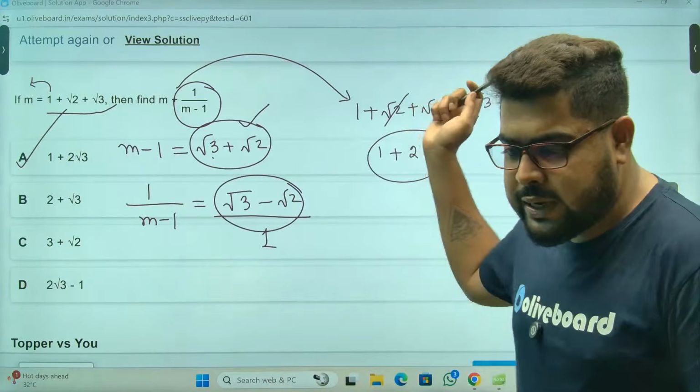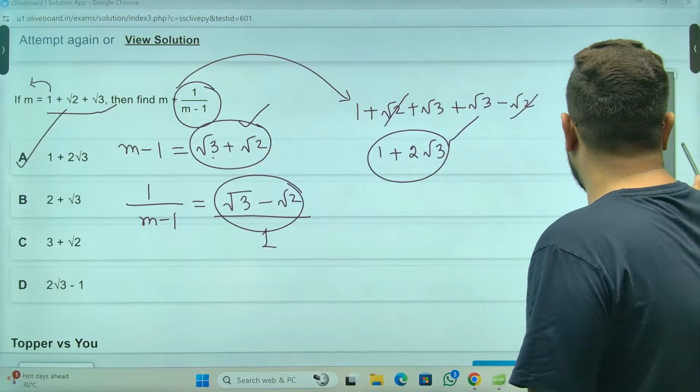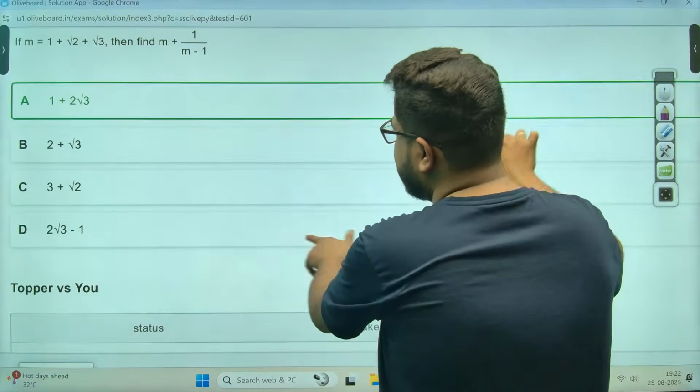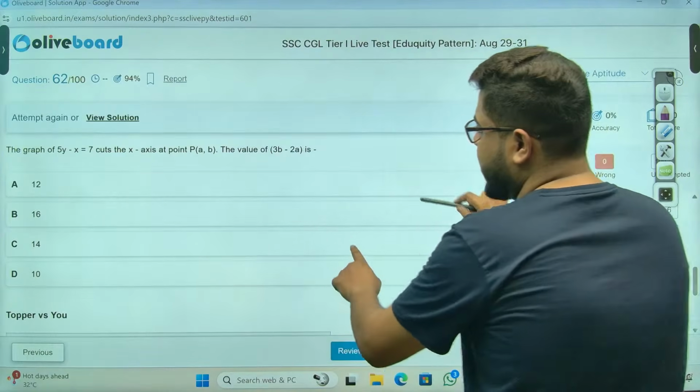Again, you don't need to solve everything, right? You should take 10-20 seconds.